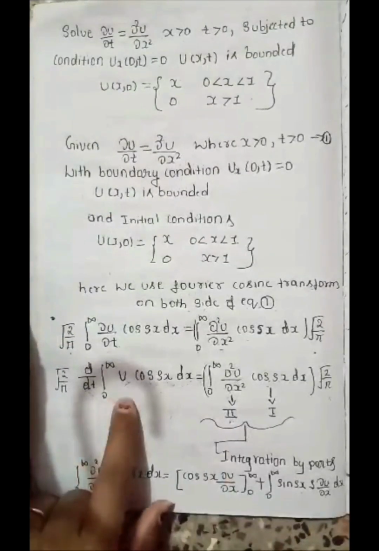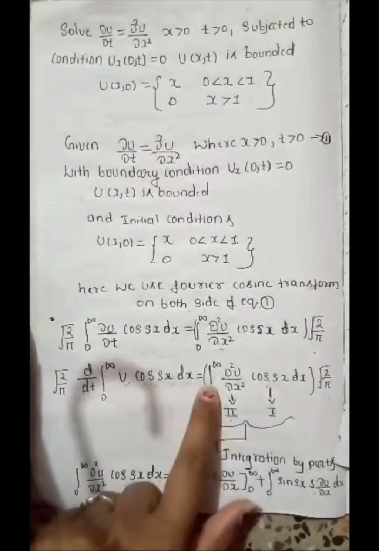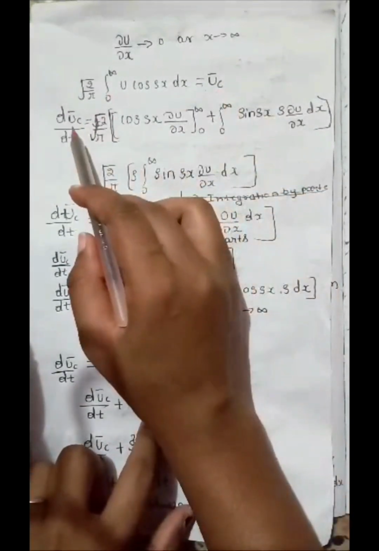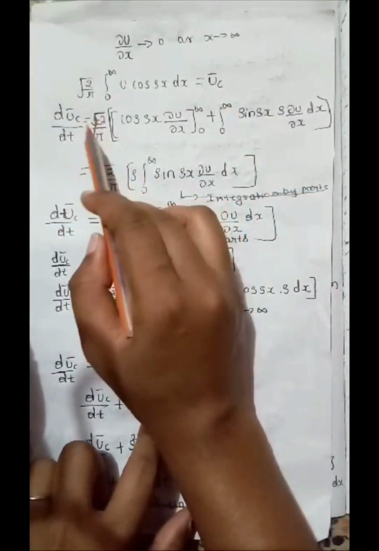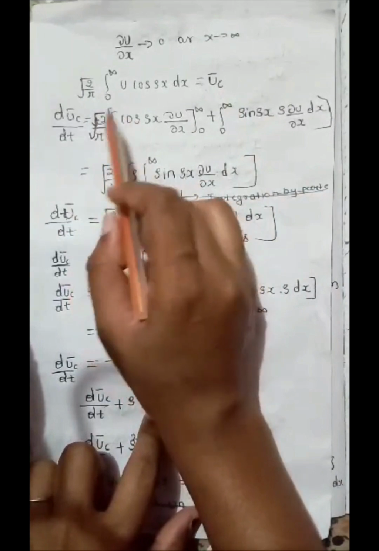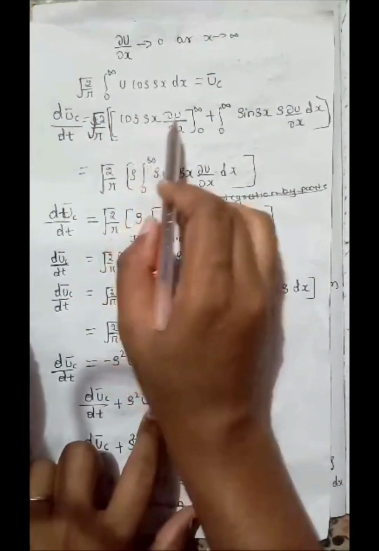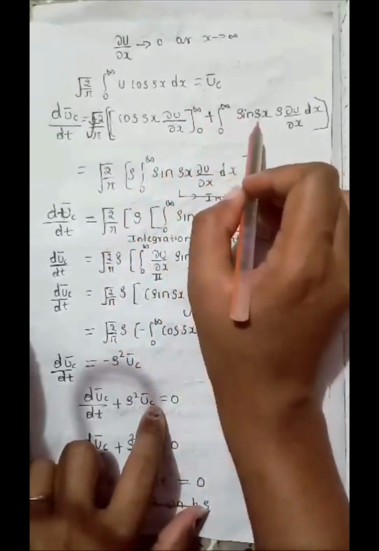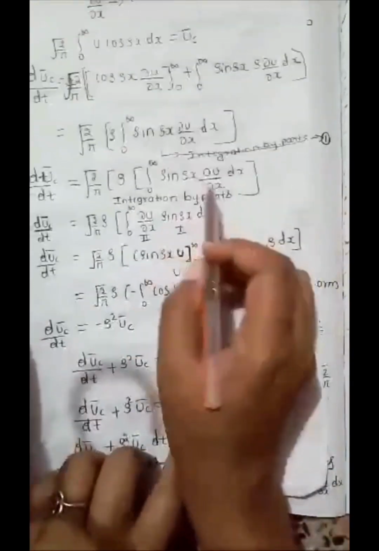So here we have u into cos sx dx, square root of 2 by pi. In this place we have to substitute u bar of c, so that here I have taken du bar of c divided by dt is equal to square root of 2 by pi. Again, the remaining right-hand side we have written: cos sx into dou u by dou x from 0 to infinity, plus integral from 0 to infinity of sin sx into s into dou u by dou x into dx.